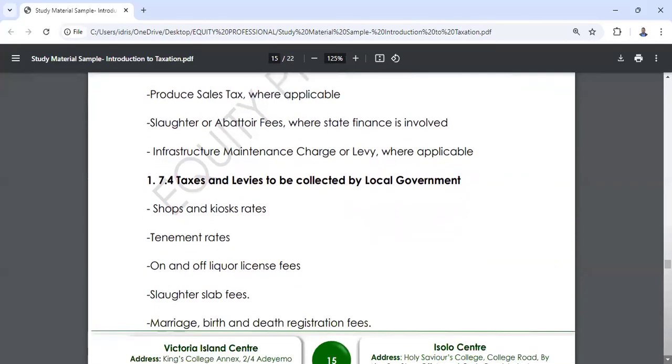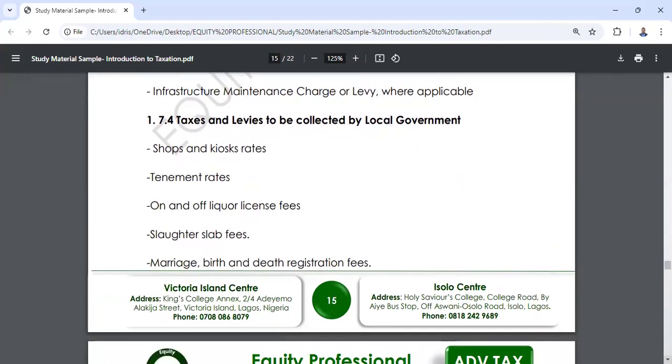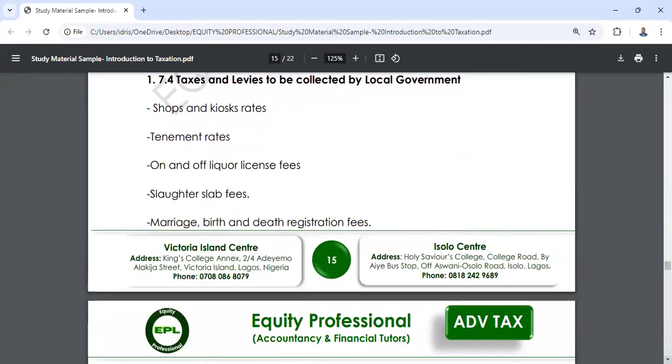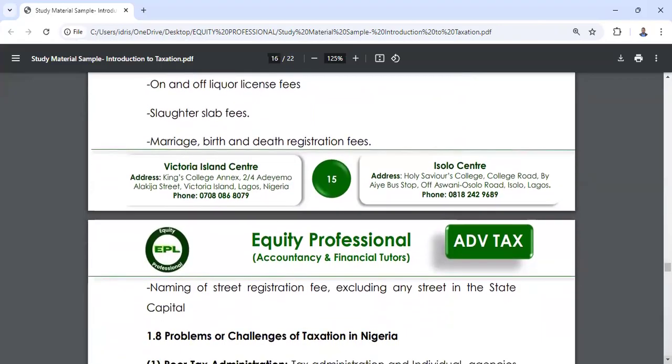Local government collects tenement rates, shop and kiosk rates, marriage, birth, and death certificate fees, naming of streets, motor vehicle license, and television license. All these are the taxes collected by local government.